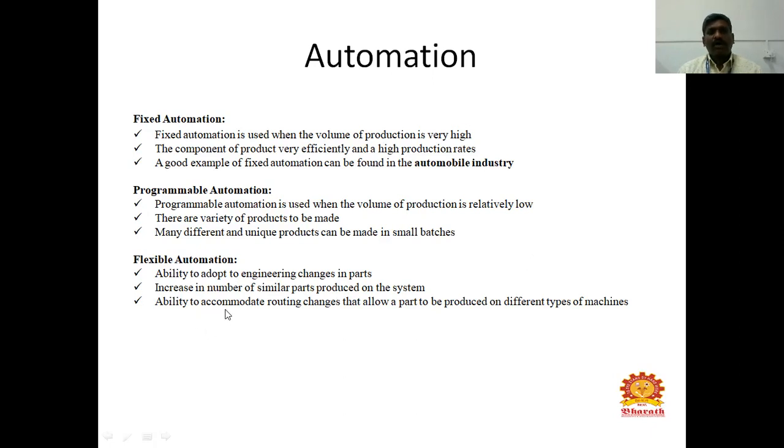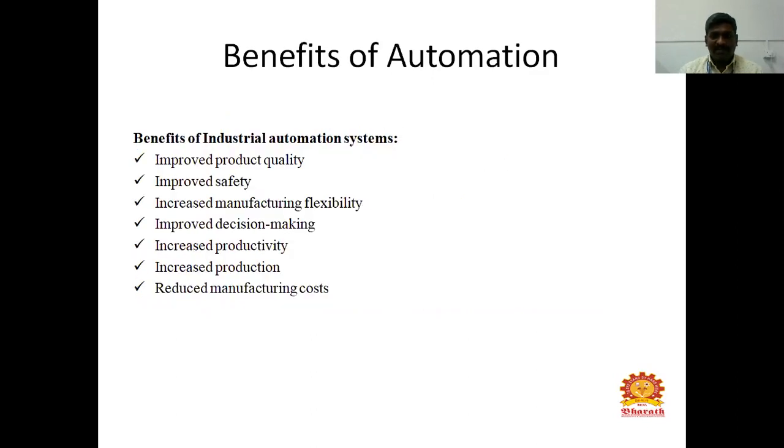It has the ability to accommodate routing changes that allow a part to be produced on different types of machines. We can use a different type of machine, and also we can produce different types of parts. Also, we can produce them by flexible automation. These are the three types of automation in manufacturing companies.